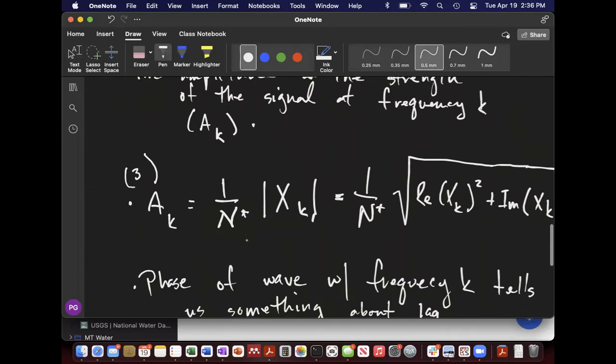Now, it turns out this is basically normalizing by the number of valid frequencies we can pull out of our data set, all right? And it turns out that the minimum number of samples we can have on a wave is two. If we have less than two samples for a given wavelength, then we can't resolve that wave. This is called the Nyquist theorem, and it says you have to have at least two samples per sine wave.